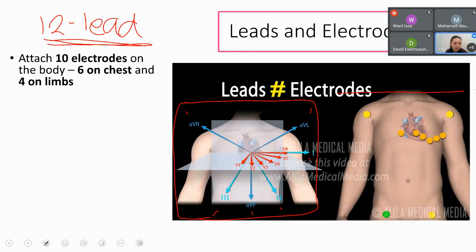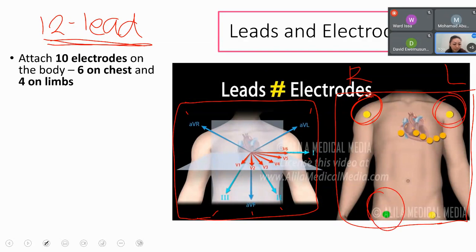This picture shows you where we attach the 10 electrodes. This is the right and this is the left. One on the right arm, one on the left arm, one on the right leg, one on the left leg. These are your limb electrodes. I don't want to confuse you: electrodes are the physical things, the sticky things, that we attach to the person's body, whereas the different views that the ECG generates, the ECG trace, are called leads.